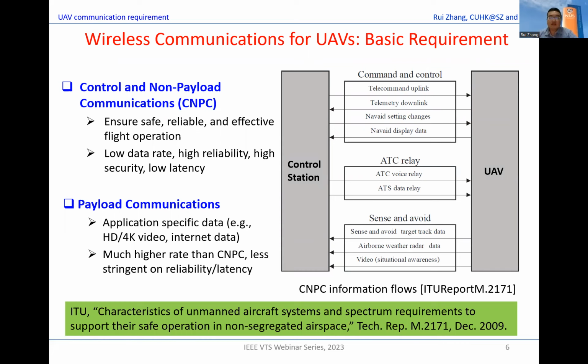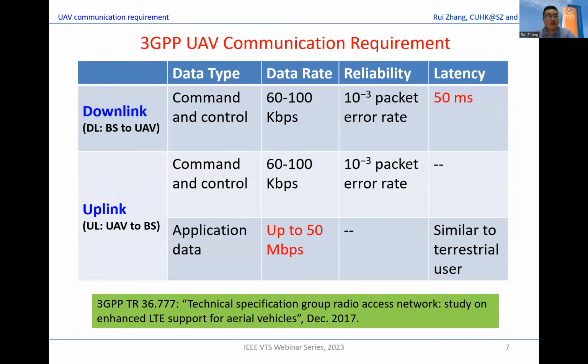reliability and or latency. Here I showed some typical 3GPP requirements for UAV communication, for both the downlink and uplink. Downlink is from the base station to the UAV, while the uplink is from the UAV to the base station. As you can see here, for the downlink, the CNPC, which is the control data, has a very stringent requirement for the latency, which needs to be below 50 milliseconds. While for the uplink, for the payload data, the data rate will be much higher. It can be up to 50 Mbps.